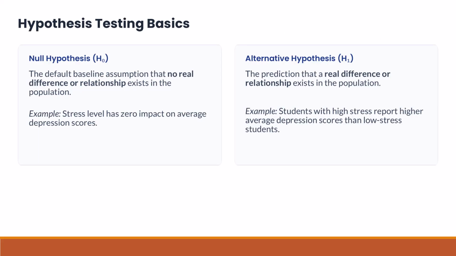Hypothesis testing begins with a research question and a prediction. The null hypothesis states that no real difference or relationship exists in the population. The alternative hypothesis states that a difference or relationship does exist. Researchers collect evidence and evaluate whether it is strong enough to reject the null hypothesis. The chapter uses stress and depression as an example, asking whether highly stressed students have higher depression scores than less stressed students.